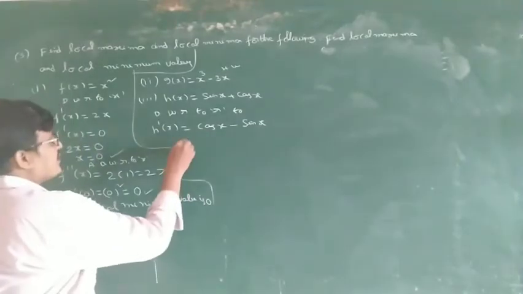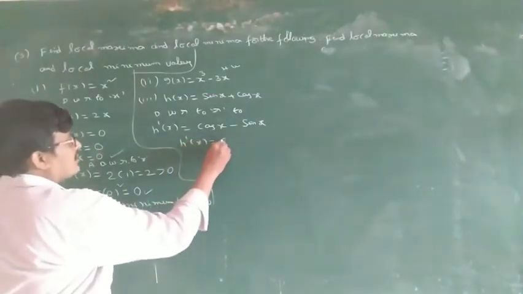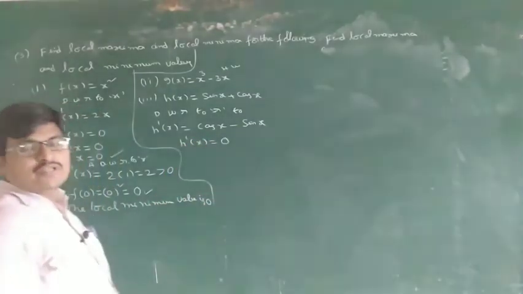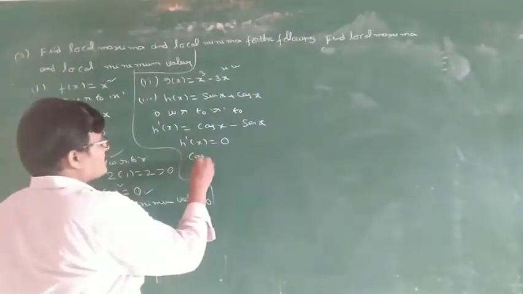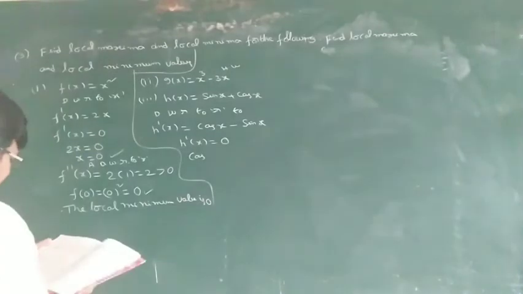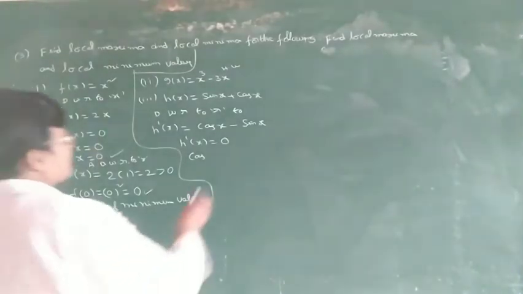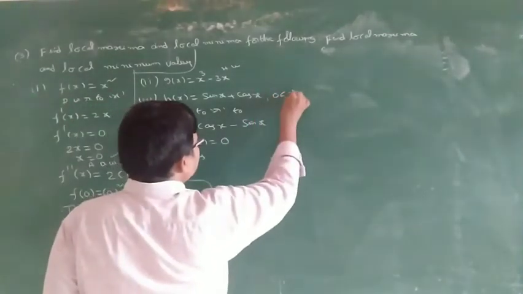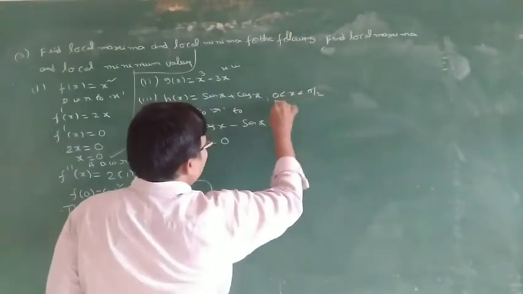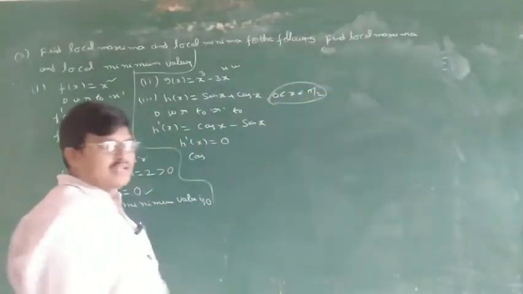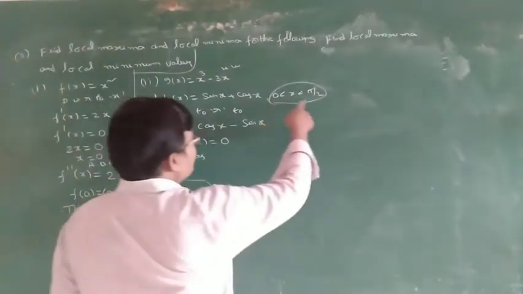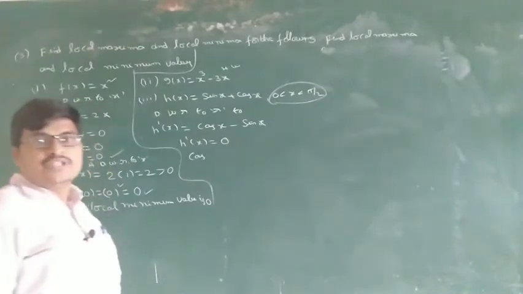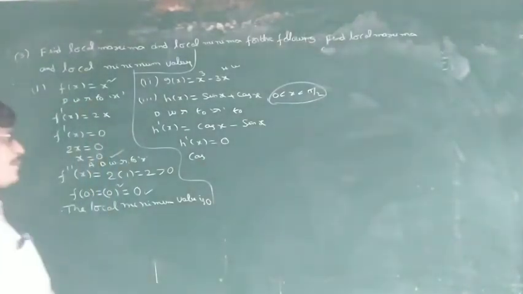Next, h dash of x equal to 0. 0 means we find the x values. So cos x, in the interval also given: 0 less than x less than pi by 2. What is the meaning of the given interval? That is the x value we have to find, only in between 0 to pi by 2.